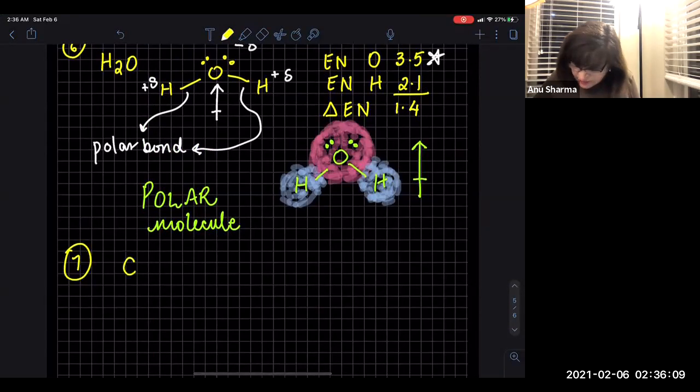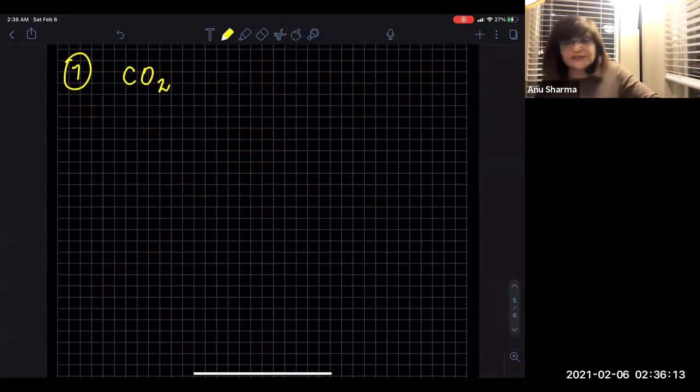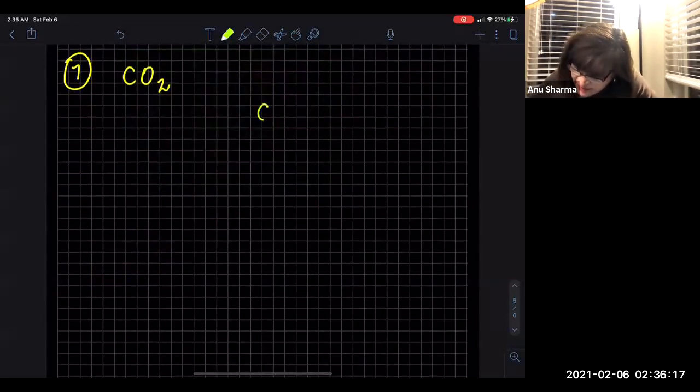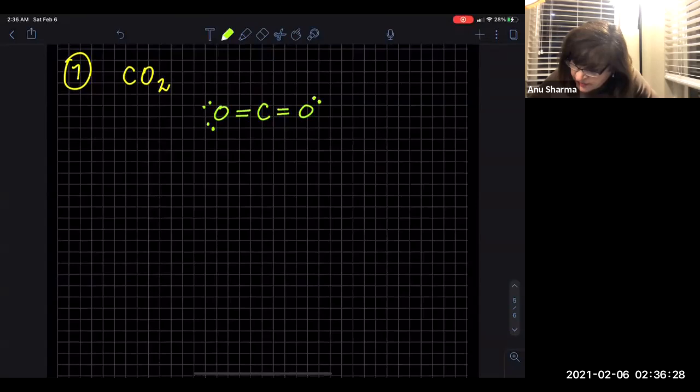Okay, here is carbon dioxide. Now here's what's happening. This is very interesting, so just hang on for a minute here. So here is your carbon. Here is this oxygen. This is another oxygen. And these are the double bonds. This is another double bond. This is the lone pair, and this is the lone pair, right?